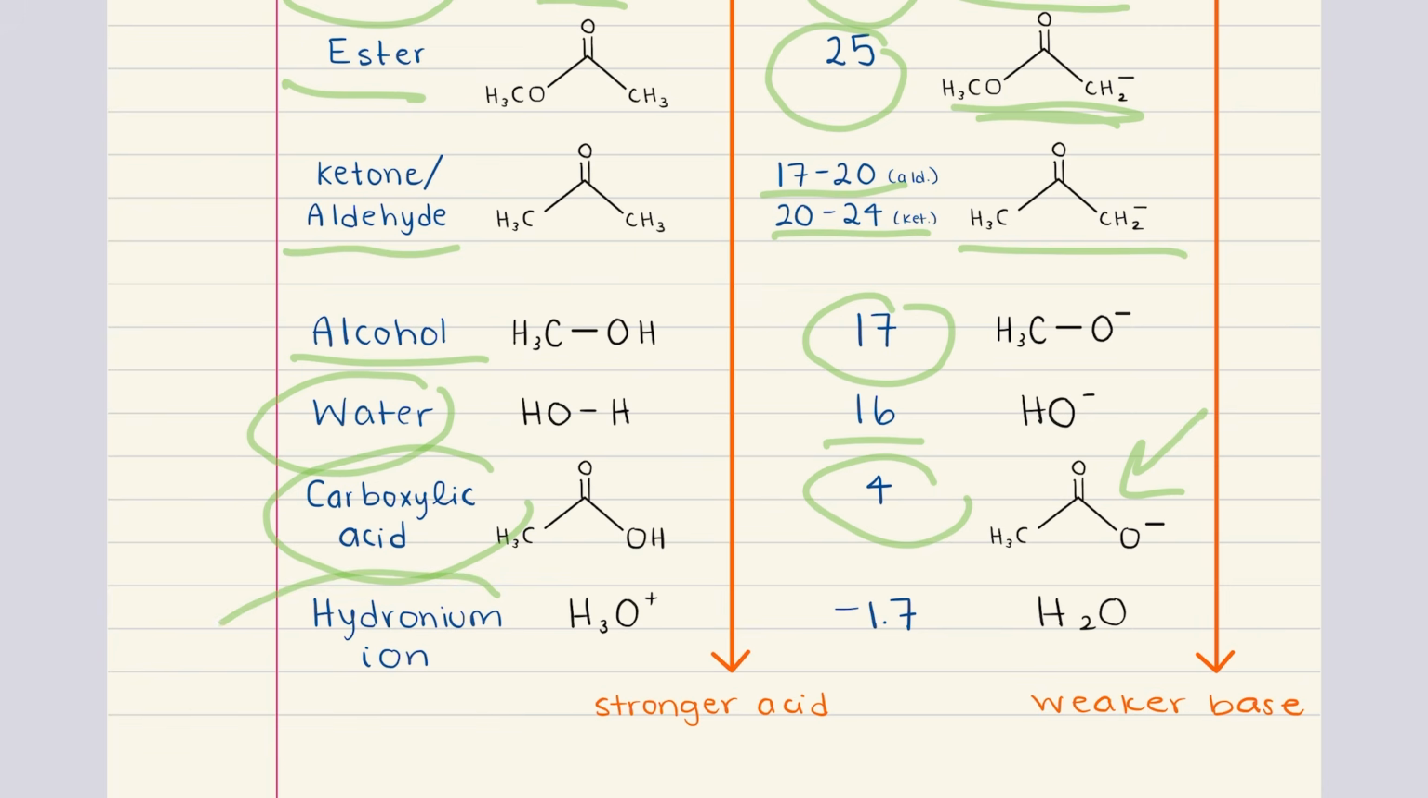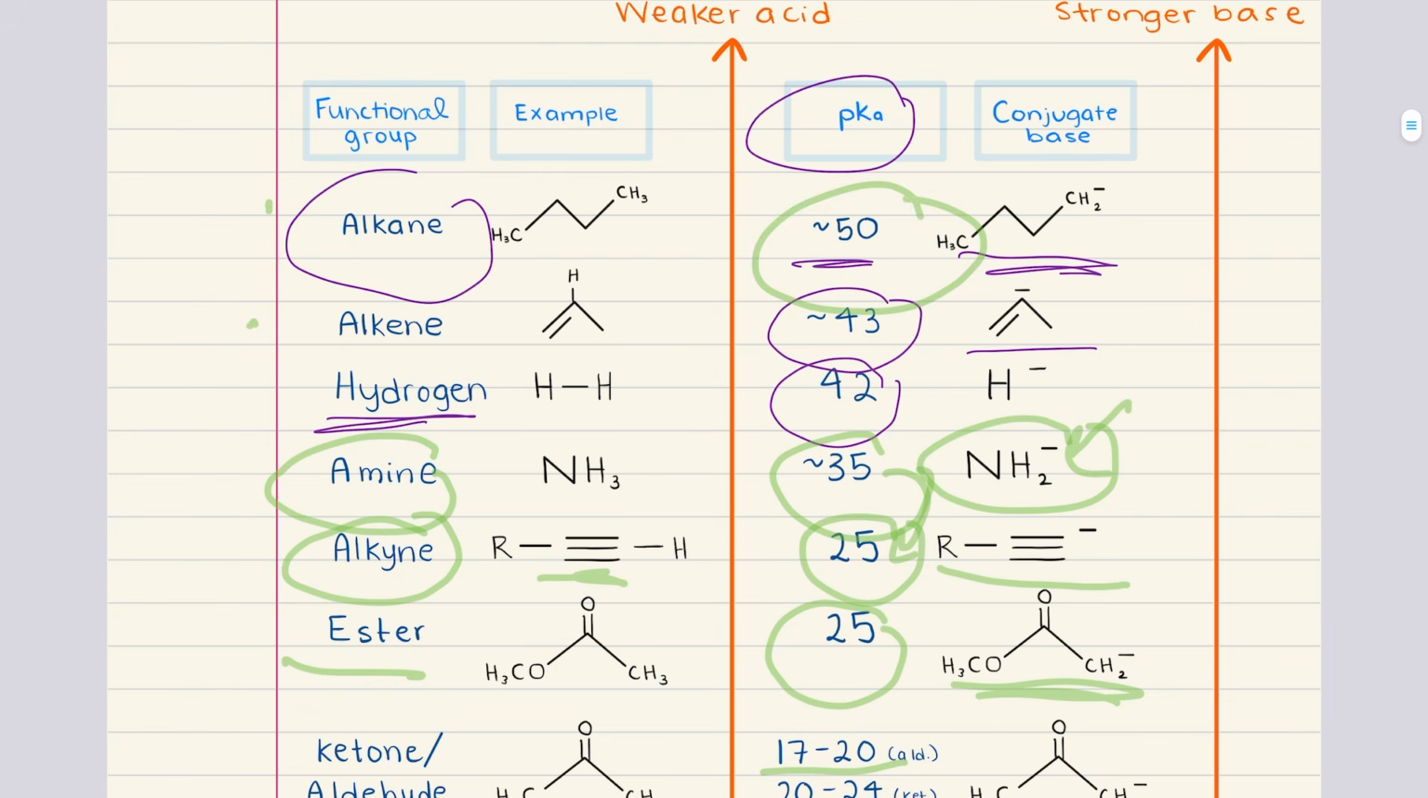Finally, at the lowest end of our pKa scale, we have the hydronium ion with a pKa of negative 1.7. This makes it a very strong acid, and that means its conjugate base, water, is extremely weak. In summary, we can see that stronger acids have lower pKa values because their conjugate bases are more stable. On the other hand, weaker acids have higher pKa values because their conjugate bases are highly reactive and unstable.